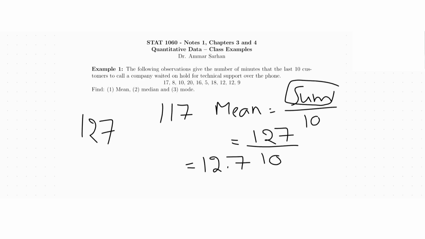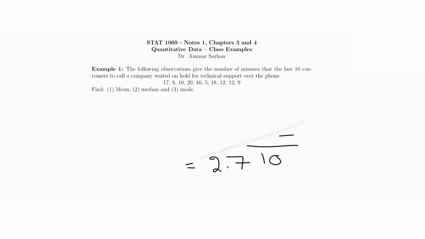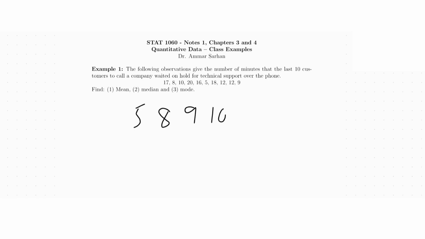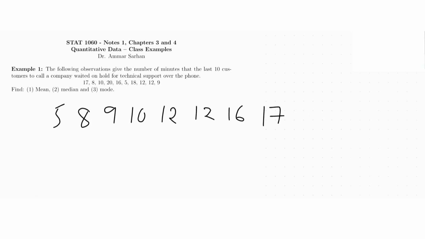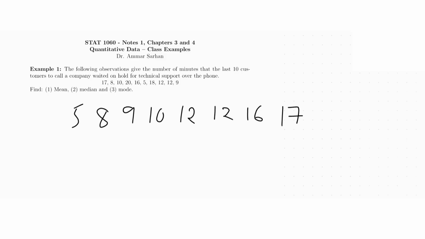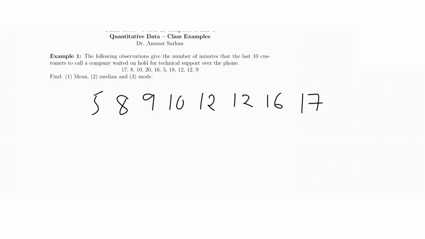As you said, to find the median, we need to arrange the given data in ascending or descending order. Can you do that for me for this data here? Sure. So it's going to be 5, 8, 9, 10, 12, 12, 16, 17, 20. I think you missed one. There's 18 also, right? All right, 18 and 20.